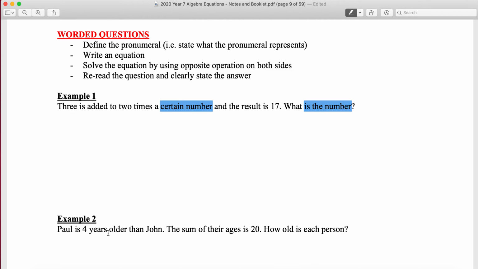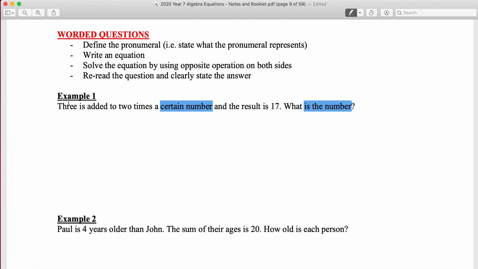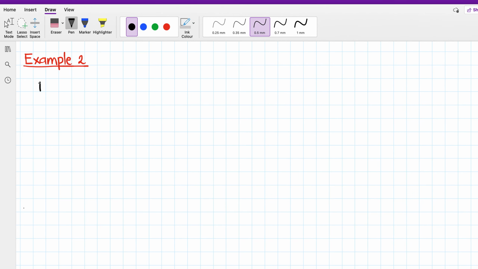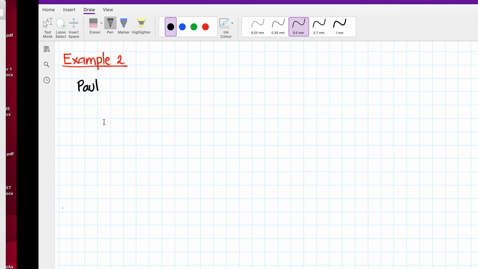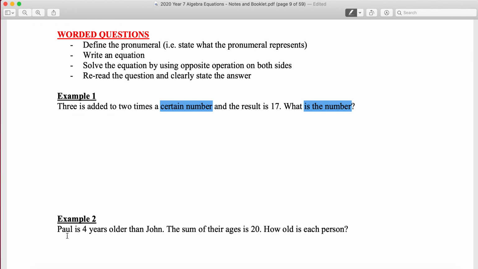So these problems with ages, a lot of the times people get confused about how to do them. Before doing all this, you have to understand the problem. To do that, we're going to draw an example. So we have Paul and we have John. Okay, Paul is 4 years older than John.